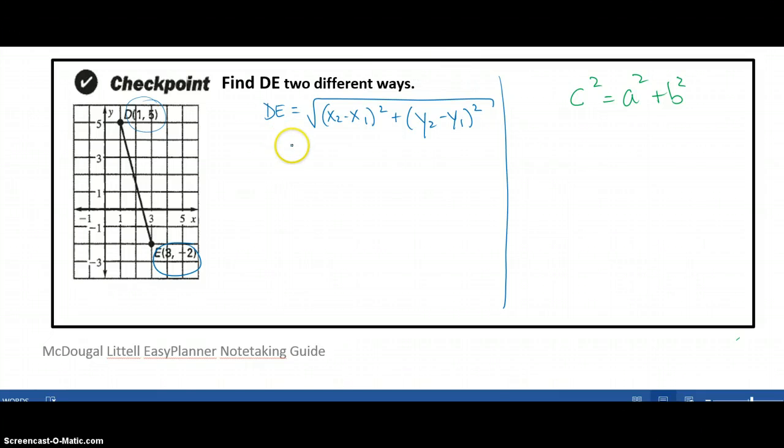So, let's do the distance formula first. I need to label the points x1, y1, and x2, y2. Now be careful, this is a 3. Not an 8. I know it can be a little bit deceiving there, but that is a 3. So let's plug in x2 minus x1 would be 3 minus 1 squared plus y2 minus y1 would be negative 2 minus 5 squared.